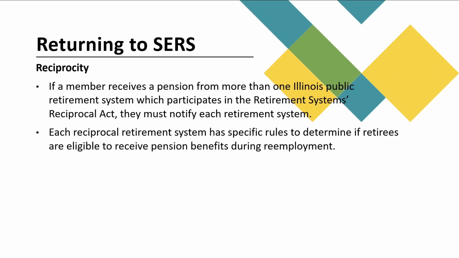Returning to SERS continued. Reciprocity. If a member receives a pension from more than one Illinois Public Retirement System which participates in the Retirement Systems Reciprocal Act, they must notify each retirement system. Each reciprocal system has specific rules to determine if retirees are eligible to receive pension benefits during reemployment.